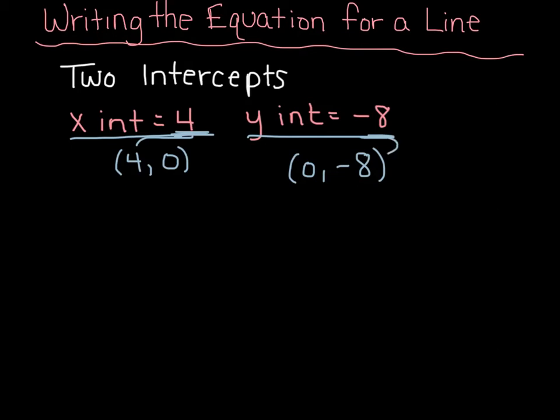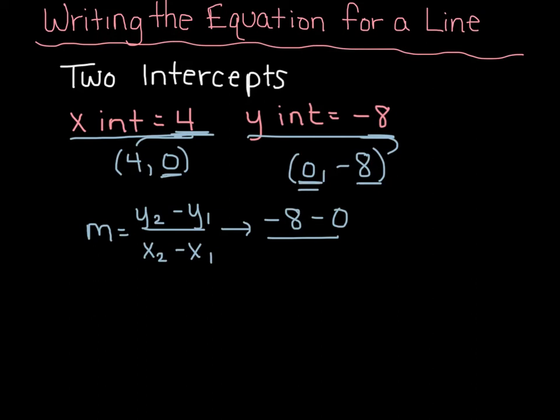And now I can treat this almost like I treated that last one. I'm going to first find my slope. So I'm going to do y2 minus y1 over x2 minus x1. So y2 would be negative 8 minus y1, which is 0.